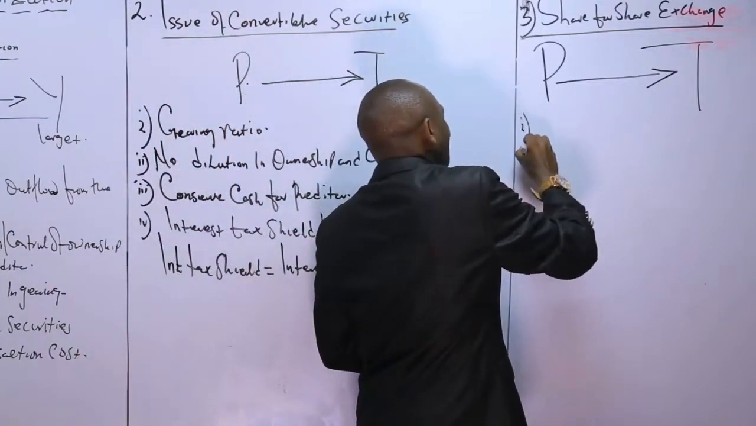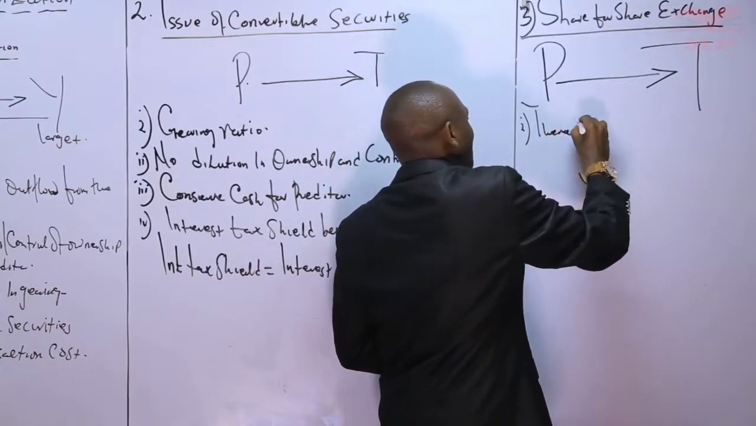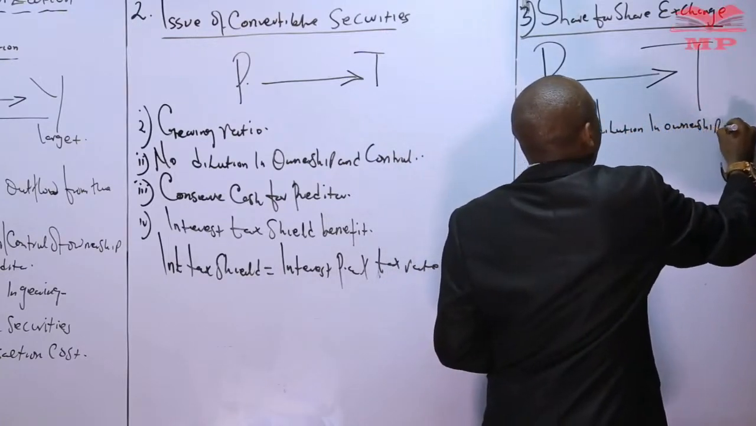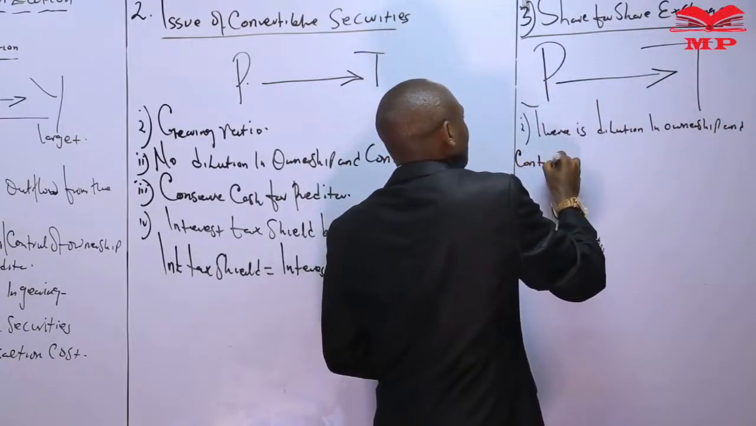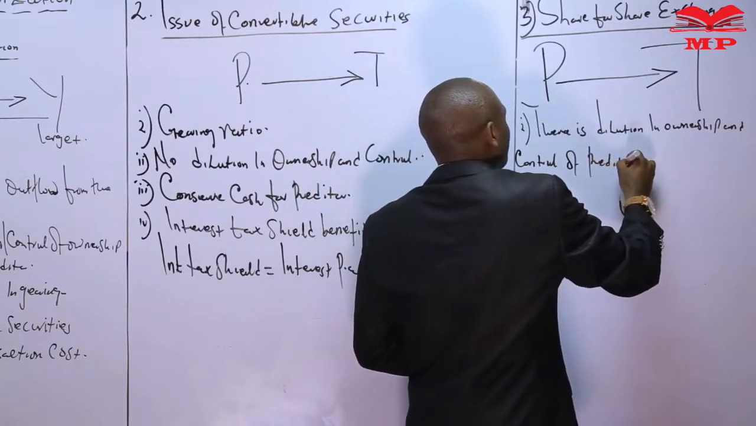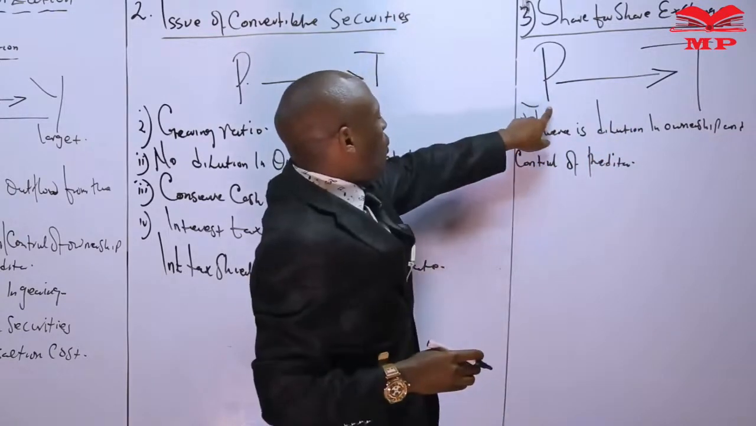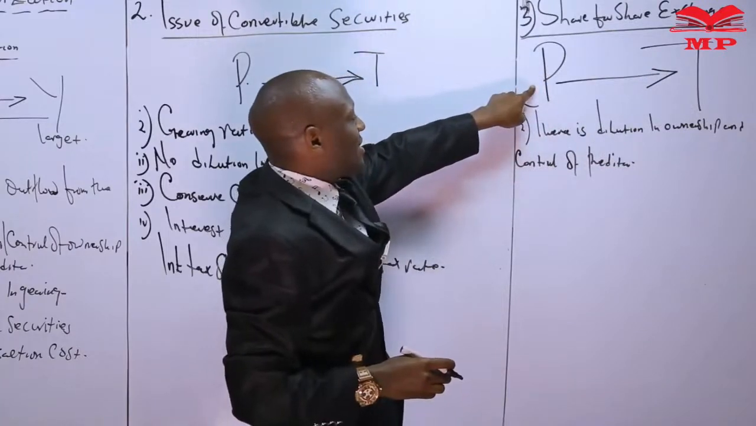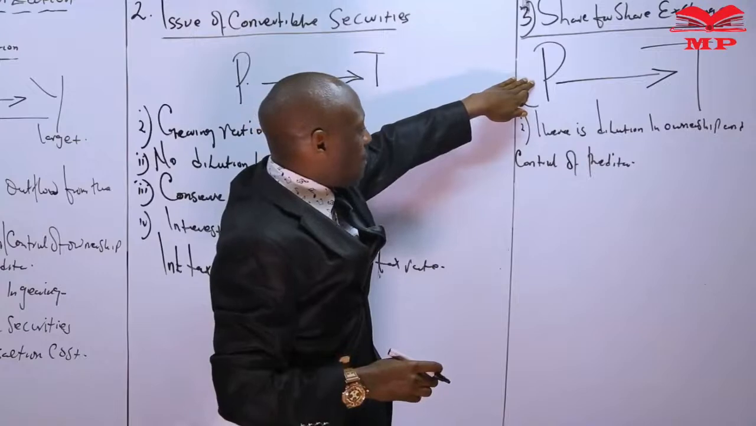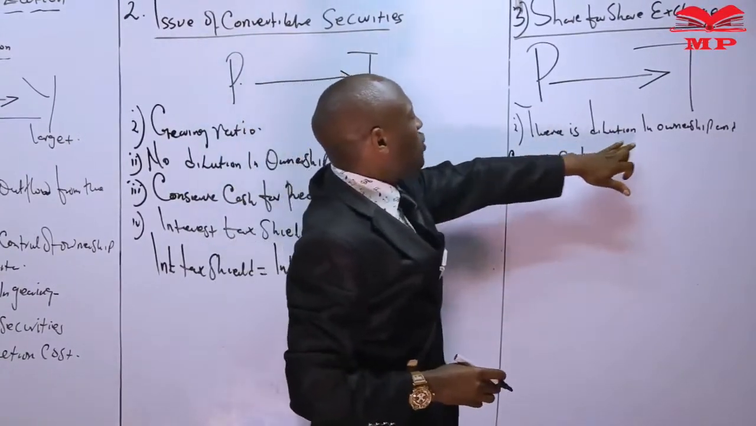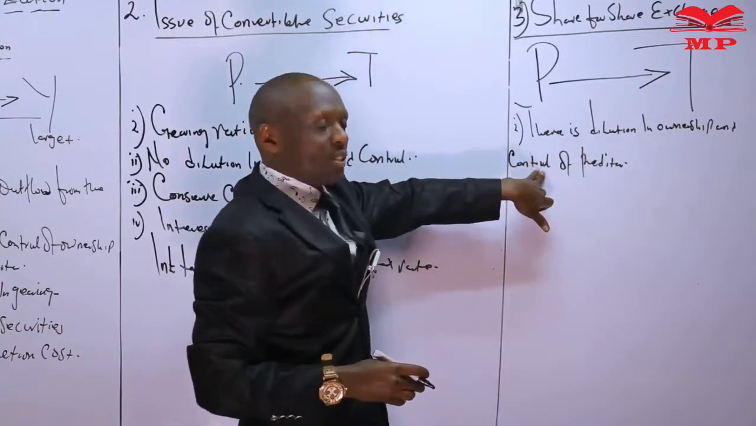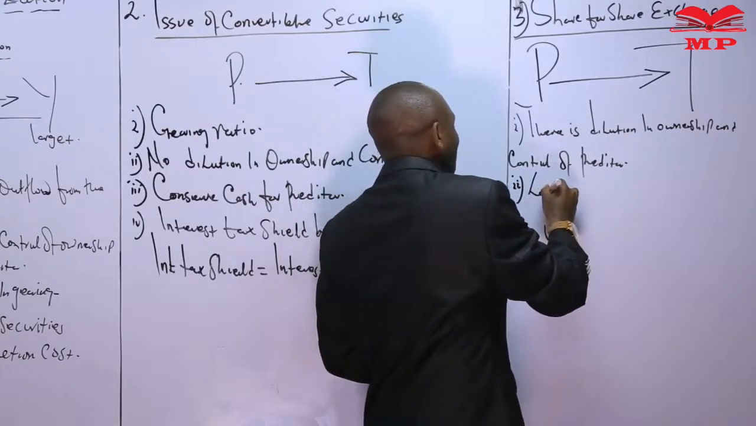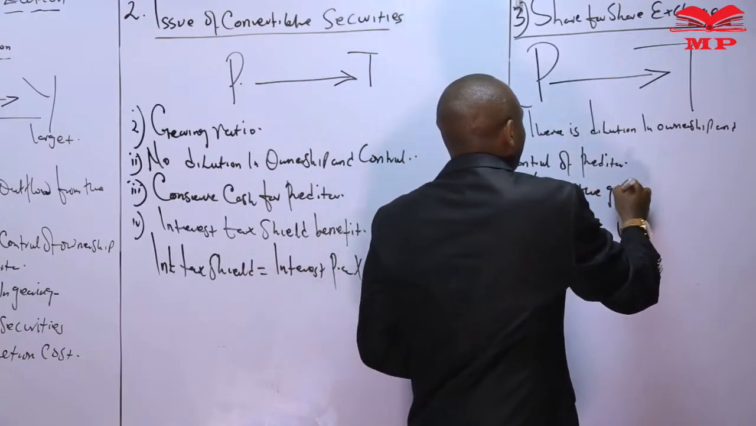this approach of consideration in a merger and acquisition. The implication number one, there is dilution in ownership and control of the predator firm. The predator will issue new shares to shareholders in the target. So the number of shares in the predator increases, more shareholders are brought into the predator company. So as a result of that, the ownership is diluted and the control is diluted in the predator entity. Number two is that it lowers the gearing.